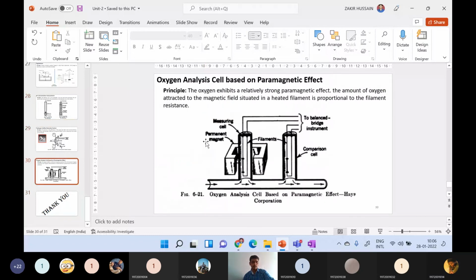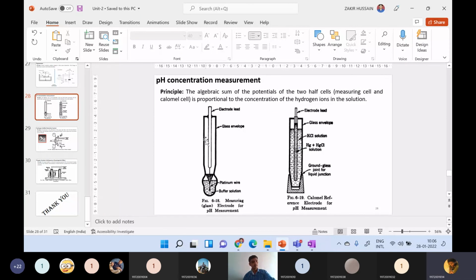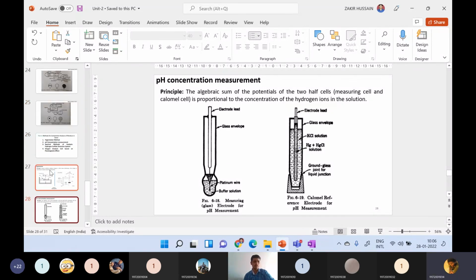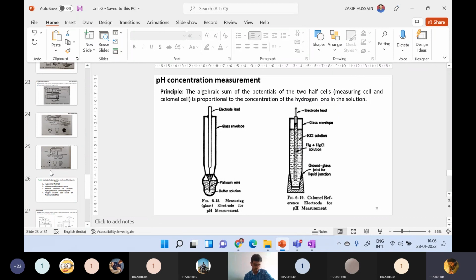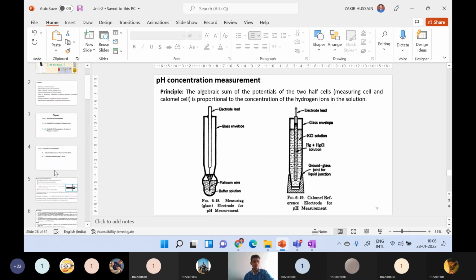Yes, sir. Okay, next is pH concentration measurement. There are two electrodes, sir: one is a glass electrode, and the other is a calomel or reference electrode. Almost the same measurement is working, but the interior design is different. One is plain glass, the other is mercury and mercurous chloride. Yes, please go through that.